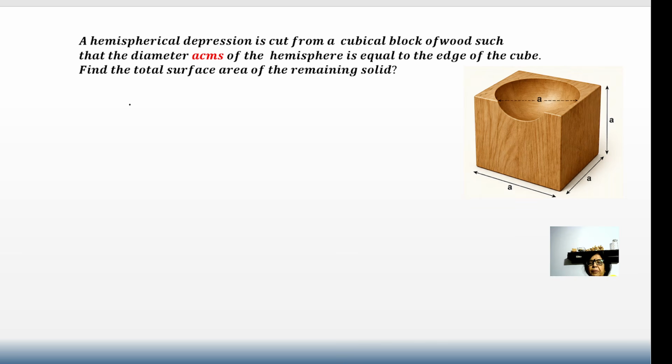So again in this particular question, first we will write down the formulae. The total surface area of the cube is 6a square, and then from the top we are removing the open space, that is minus pi r square, and then we'll take the area of the depression, that is the hemisphere, so plus 2 pi r square. So this becomes equal to 6a square plus pi r square.